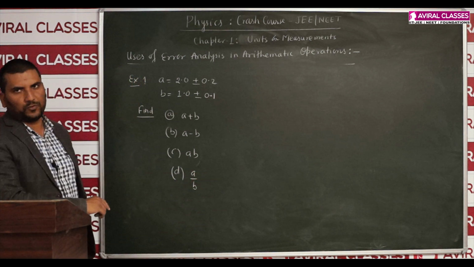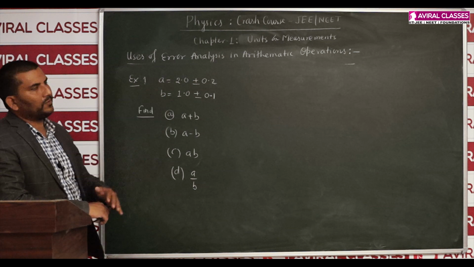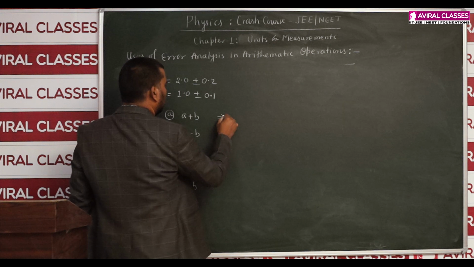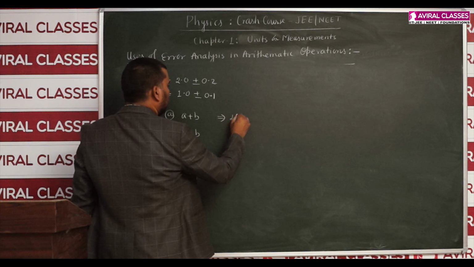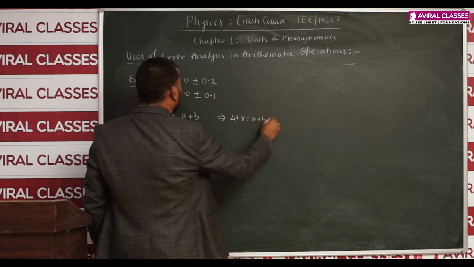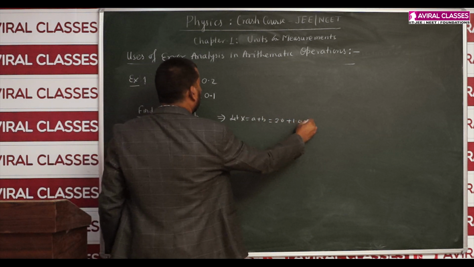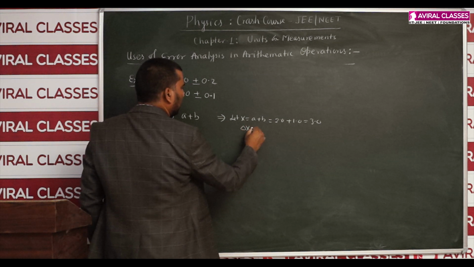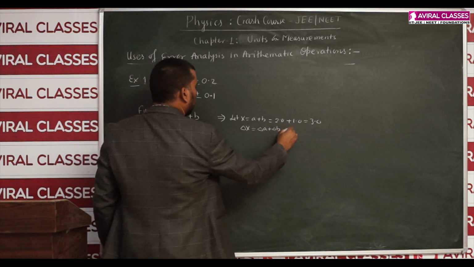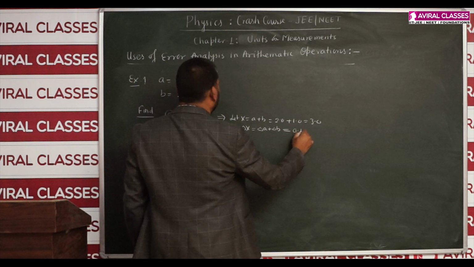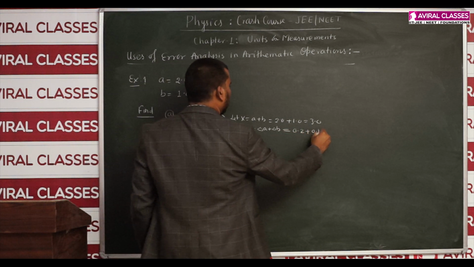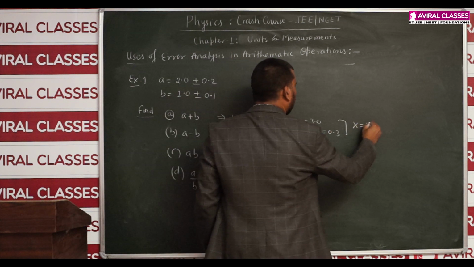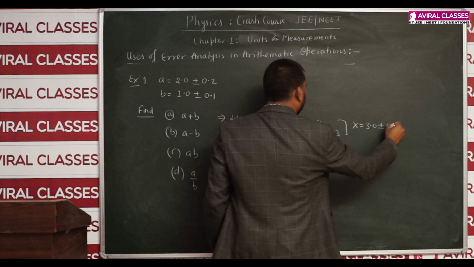Suppose we have to find out these 4. Means there are 4 questions from 1 question. Here, let x is equal to a plus b. It is 2.0 plus 1.0, 3.0. Delta x is equal to delta a plus delta b. It is 0.2 plus 0.1, 0.3. So answer is x is equal to 3 plus minus 0.3.